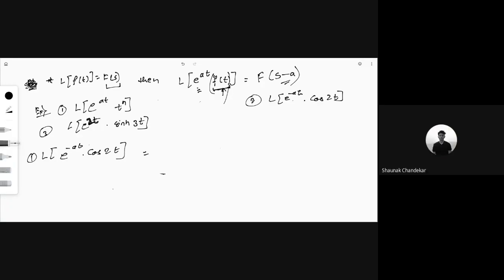Sir, 2s minus 4s square. Just a minute. S minus 4. This is e to the power at, it is not 4t. S minus a upon s square minus 4s plus... 2s square plus 2a square. Okay.